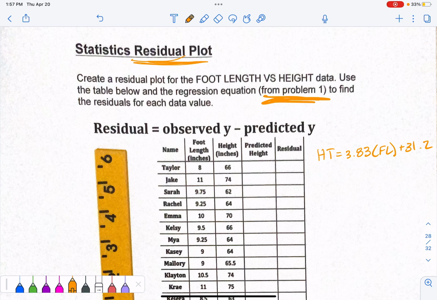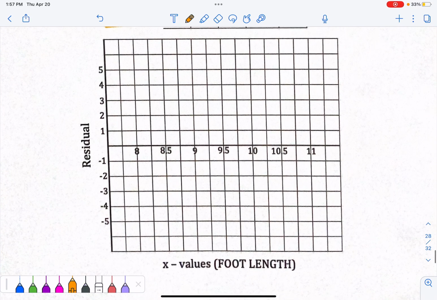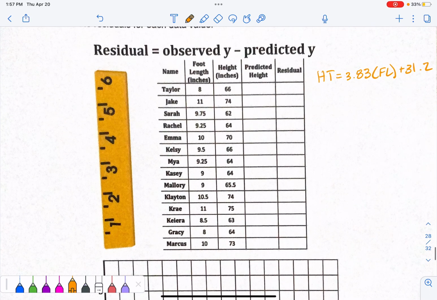And what we want to do, I'll do this first one, we'll do Taylor's together, and then I'll just show you how to plot it on a residual plot, and then you're going to analyze that data, okay? So residuals is like what your discrepancy is. So think of residual as discrepancy. It's like the difference between what it is and what it should be, okay? So Taylor, she's probably already done this with the equation up above in problem 1, but we're going to check her answer and see if she's right.